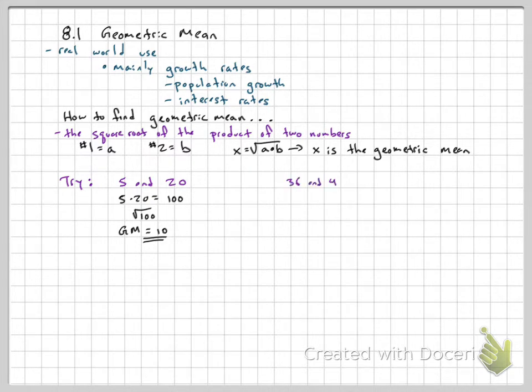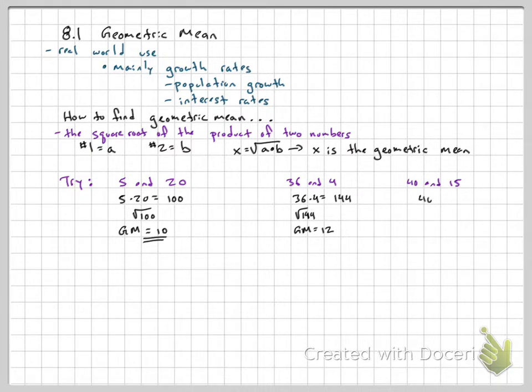Let's do another one, 36 and 4. So first step, 36 times 4. 36 times 4 is 144. The square root of 144 gives us our geometric mean, which is 12. And that one's very obvious to see that it's definitely not in the middle between 4 and 36, right? And let's do one more using 40 and 15.